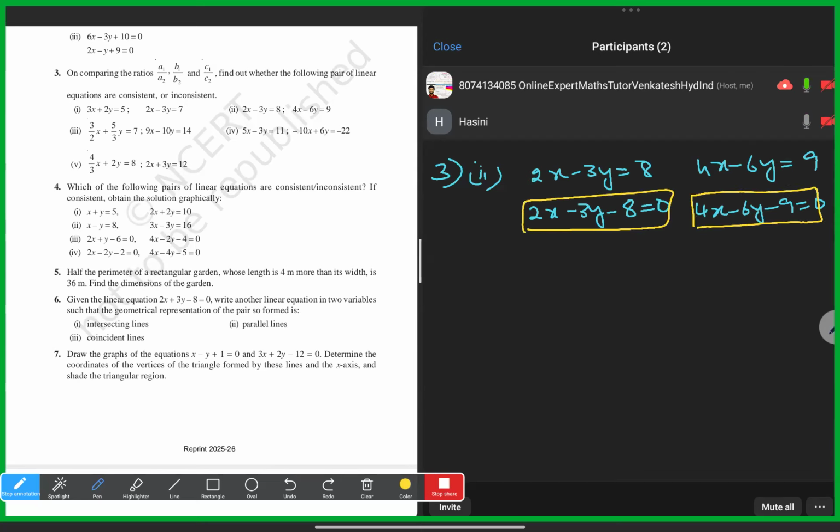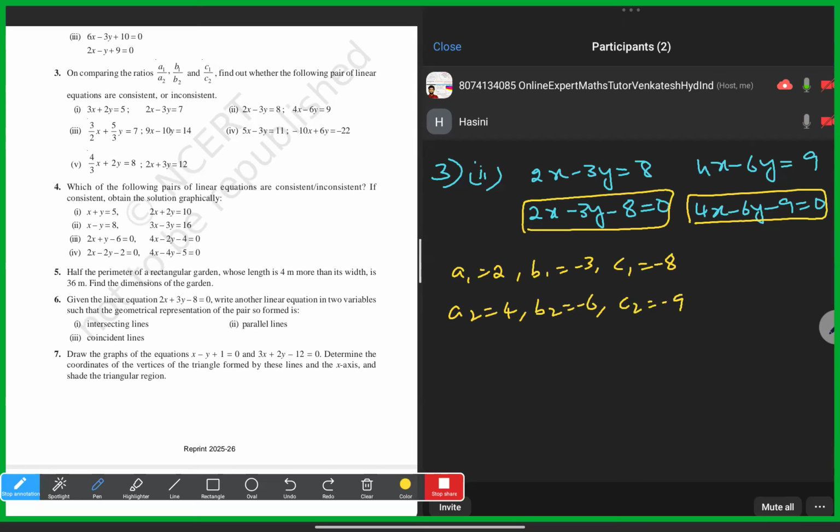A1, B1, C1 and A2, B2, C2. So A1 is 2, B1 is minus 3, C1 is minus 8. A2 is 4, B2 is minus 6, C2 is minus 9. Any doubt, Hasni? No, sir.